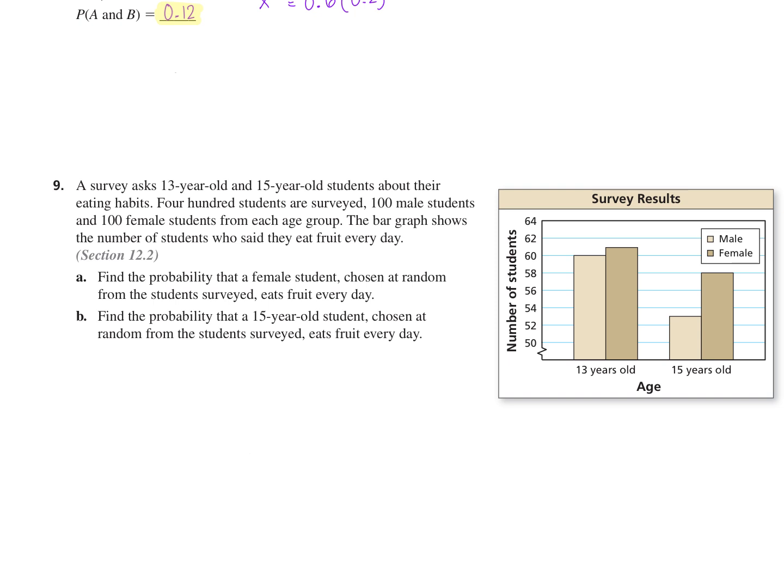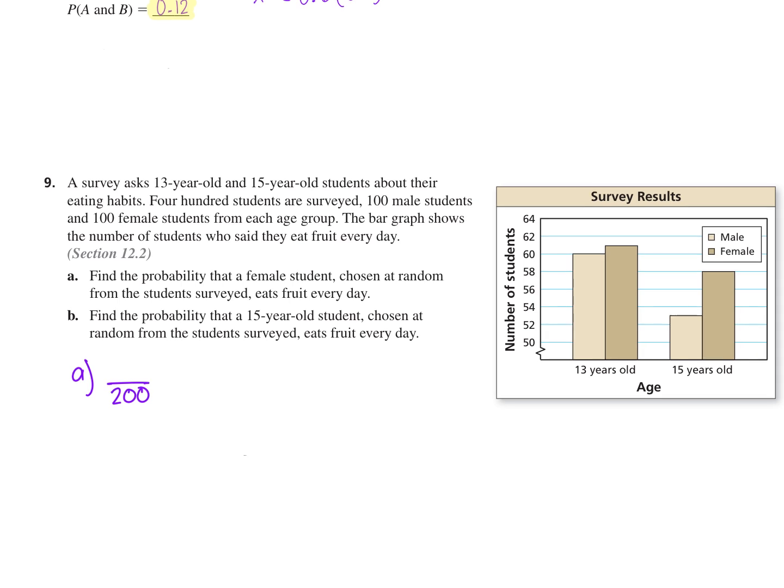So looking at A. A is asking, find the probability that a female student chosen at random from the student survey eats fruits every day. So I'm specifically talking about my female students. So how many female students do I have in total? 200 female students, because it's 200 in each age group. And now I need to determine, out of those 200, regardless of the age, how many eat fruit every day? So I have to then add.